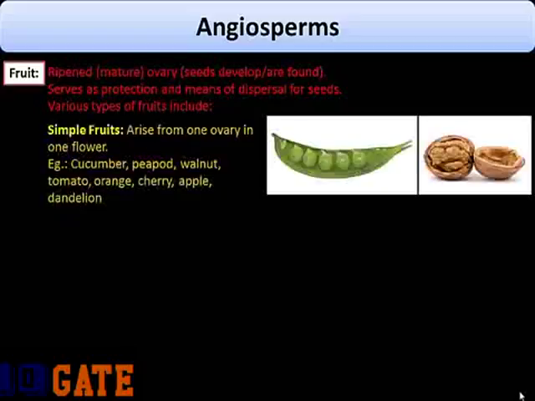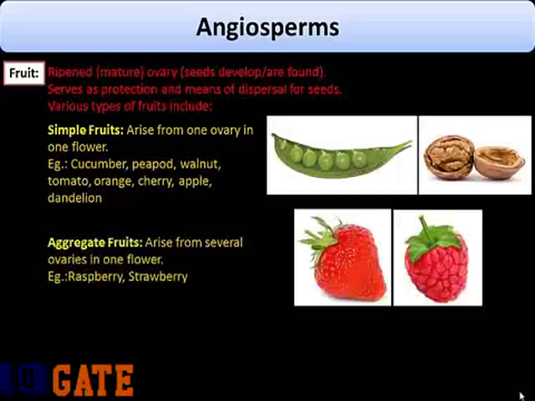simple fruits which arise from one ovary and one flower. Examples include cucumber, pea pod, walnut, tomato, orange, cherry, apple, dandelion, and maple helicopter. There are a number of types of simple fruit, each with its own official name.